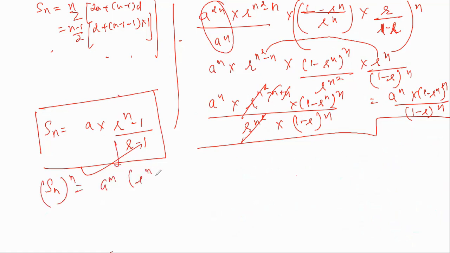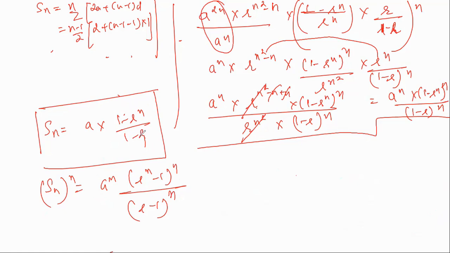If you take Sn raised to the power n, it will be equal to a raised to the power n over r minus 1 raised to the power n. If I take minus common from this part, the values will be the same only, right? Let's take minus common here. So if you take minus common here from the numerator and denominator, it will be 1 minus r raised to the power n over 1 minus r only, after taking negative common. So if we take negative common directly here, it will be like this.